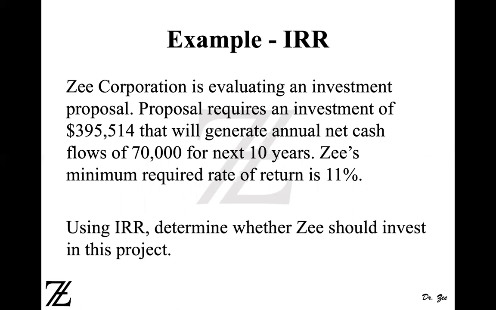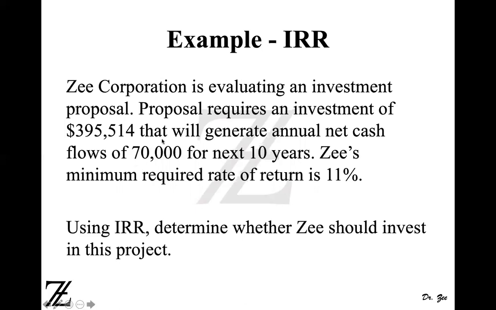Proposal requires an investment of $395,514 that will generate annual net cash flows of $70,000 for the next 10 years. Z's minimum required rate of return is 11%. Using IRR, determine whether Z should invest in this project. So minimum required rate of return is 11%. If the project provides you higher than 11%, then we should invest in.